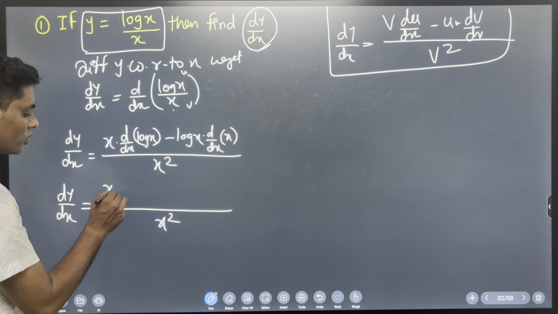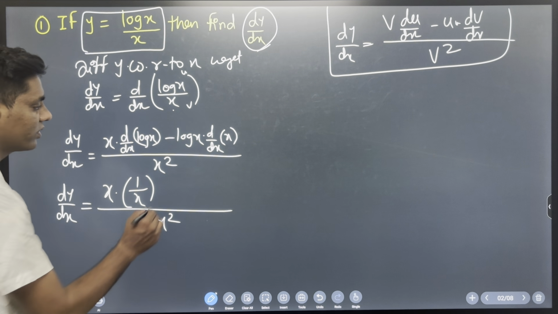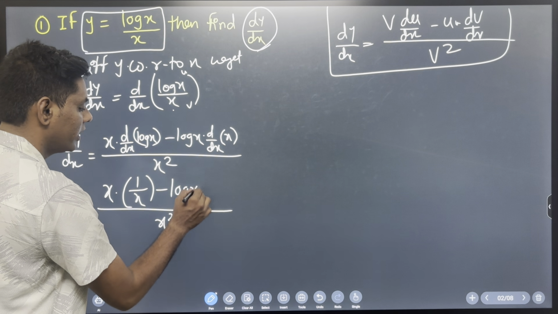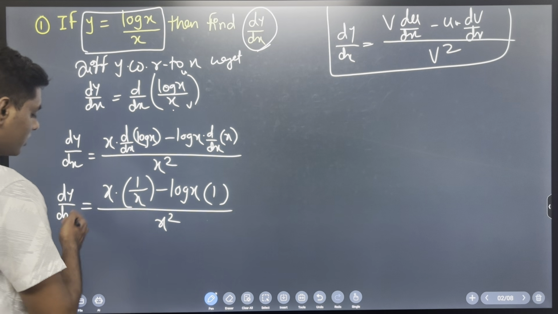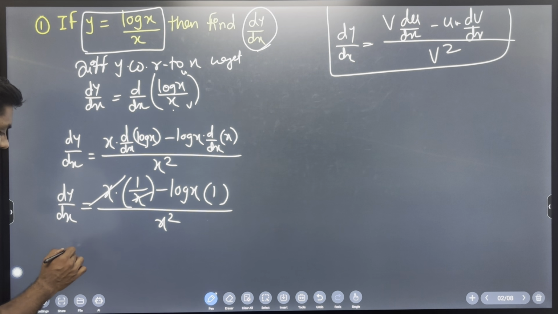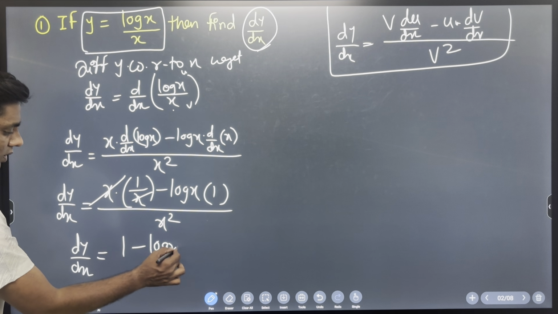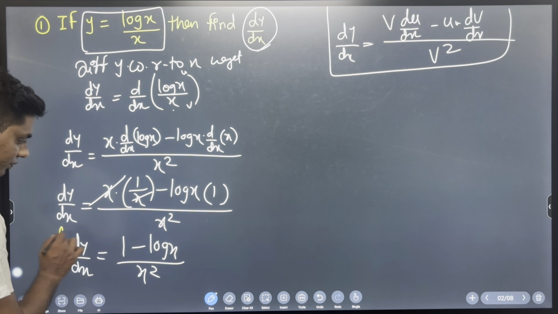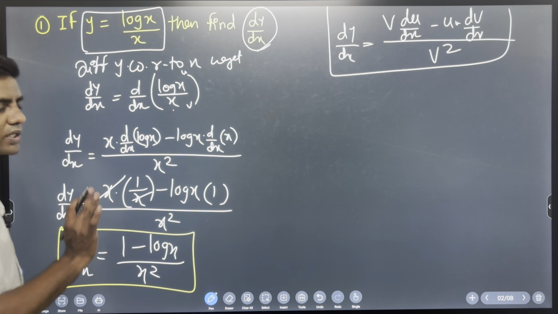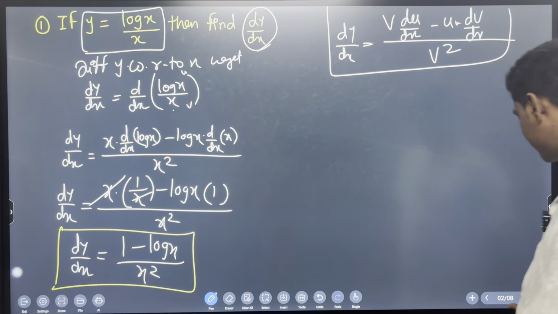Next, x into, what is the derivative of log of x? You know that the derivative of log of x is 1 upon x. Next, minus log x into derivative of x, that is 1 according to the formula x raised to n. So now here x get cancelled. So dy by dx equal to 1 minus log x divided by x square. Now this is a very simple question. So in such way we solve the first example.